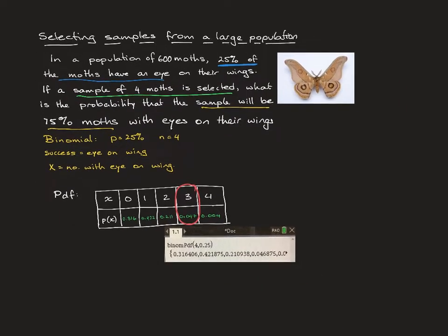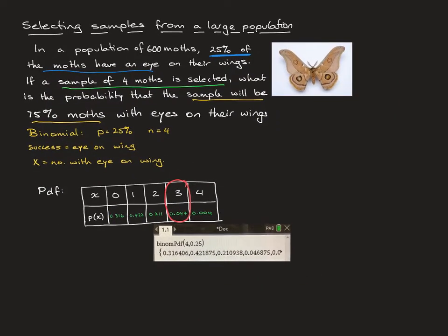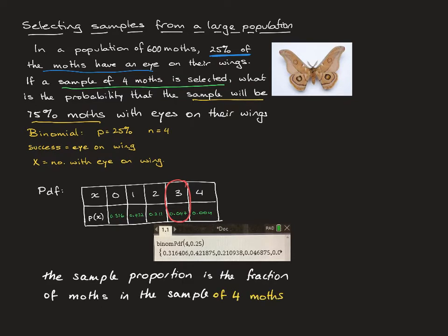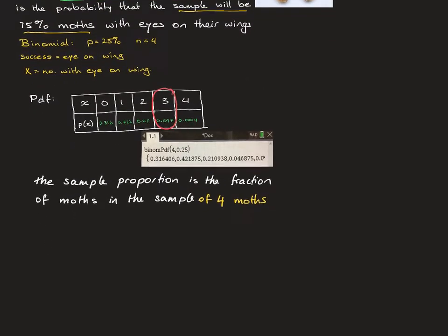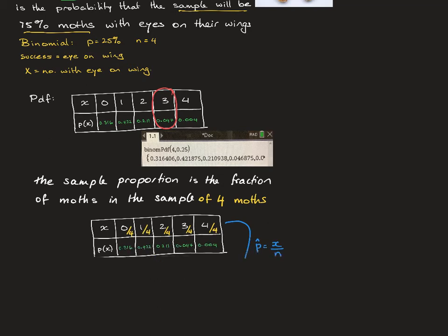If you wanted to work with the proportions though, all you need to remember is the fact that the sample proportion is a fraction of the moths in the sample of 4 moths. So we could change our x values here into proportions by writing them as a fraction out of 4. So let's go ahead and do that. And then our table would look like that.